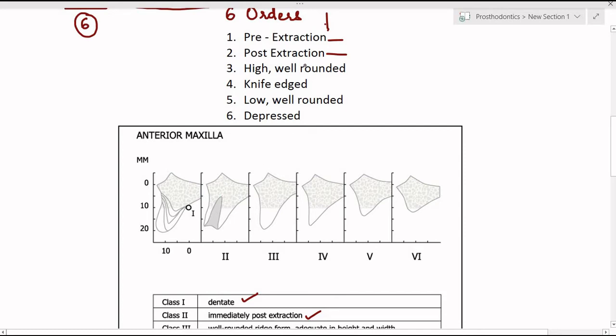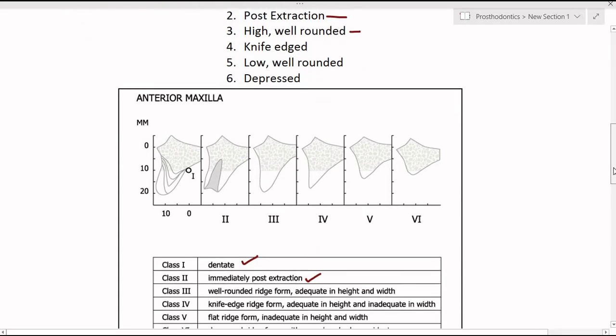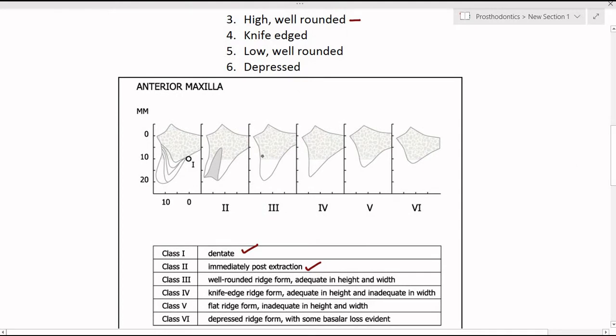Third order is high and well-rounded. Now it has started to heal over here, right? The bone's coming back. Well-rounded, you can see here it's well-rounded, in adequate height and width. This is immediately after extraction, and now it becomes high and well-rounded.